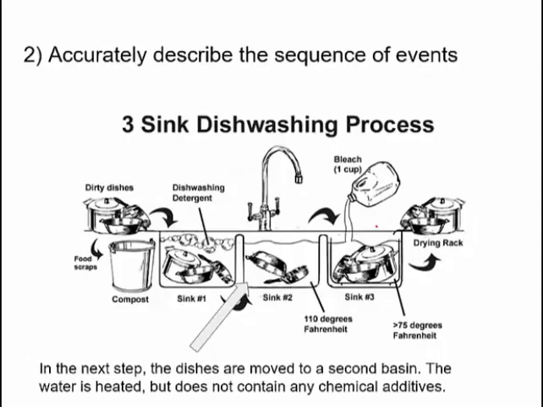Okay, we know that the water's heated because we get that indication down here, but nothing like in the third basin. We've got this sort of bleach that's added here. And in the first basin, we have dishwashing detergent. So we see that in sink number 2, nothing like that is added. So that's notable for sink 2 and should be added to your description of what you see there.